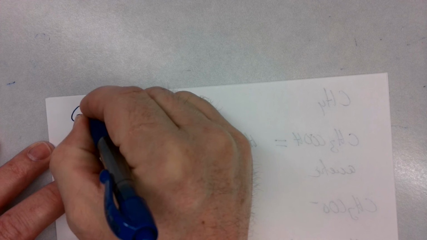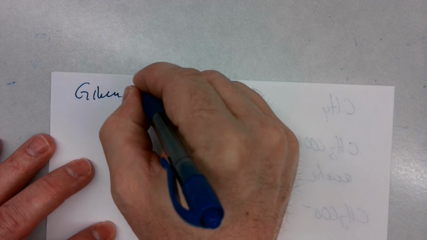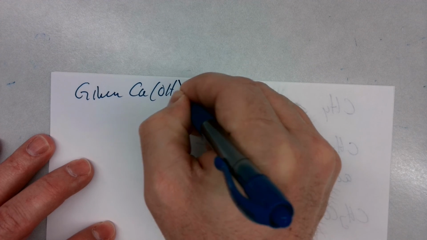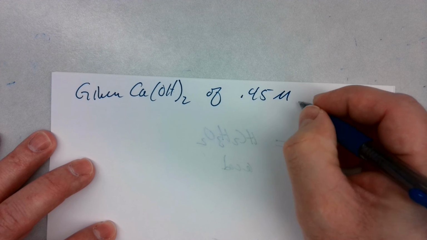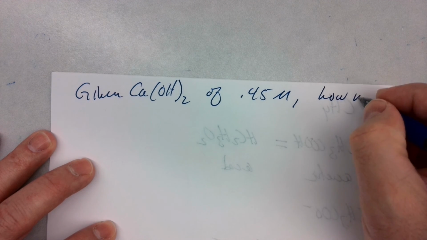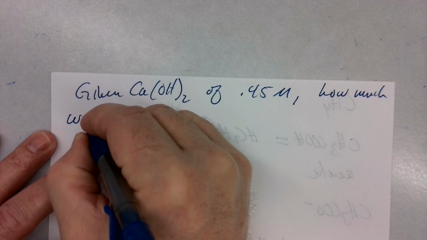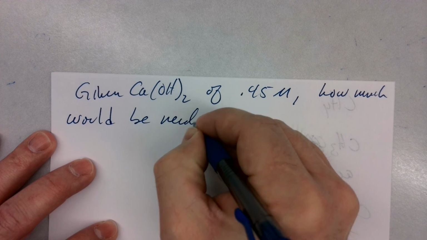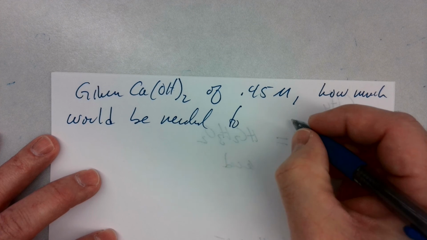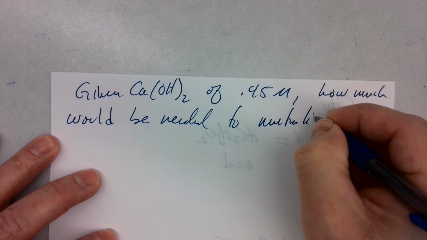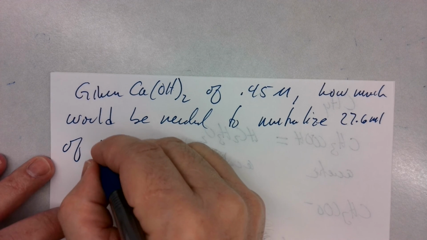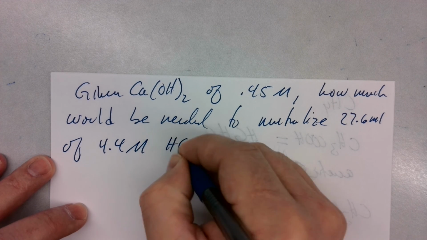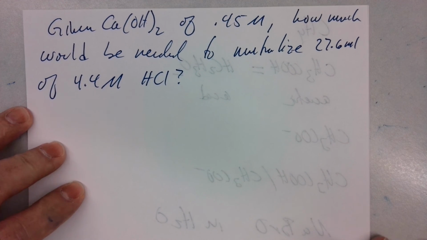Let's do a titration. So let's say given calcium hydroxide of 0.45 molar, how much would be needed to neutralize 27.6 milliliters of 4.4 molar HCl. Okay.